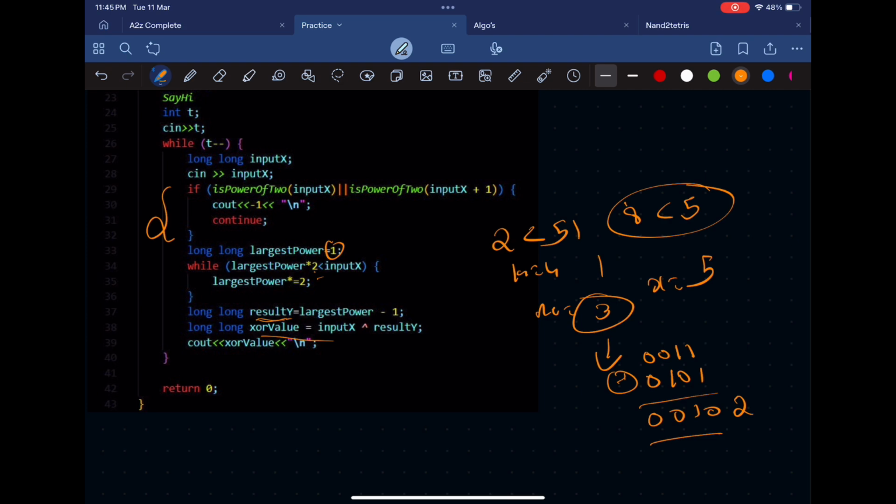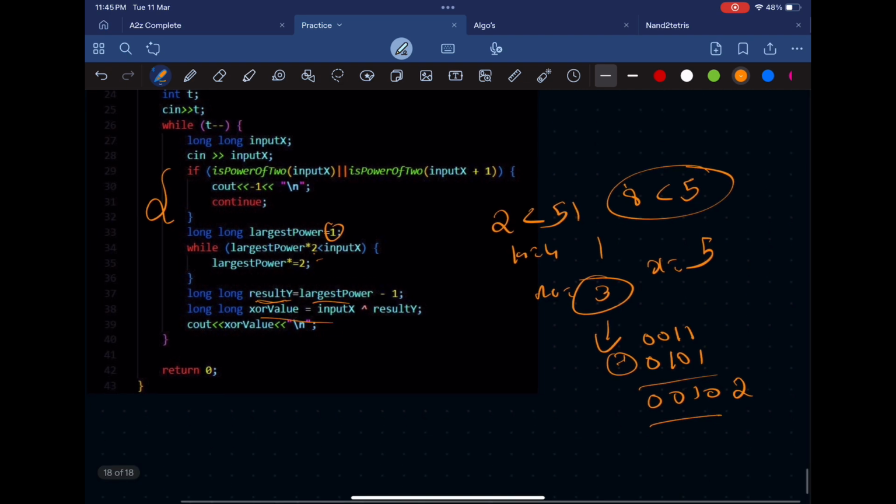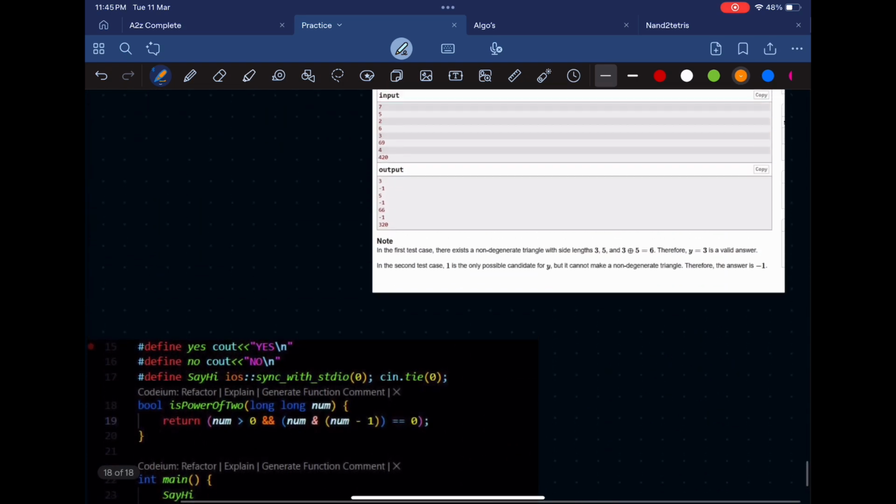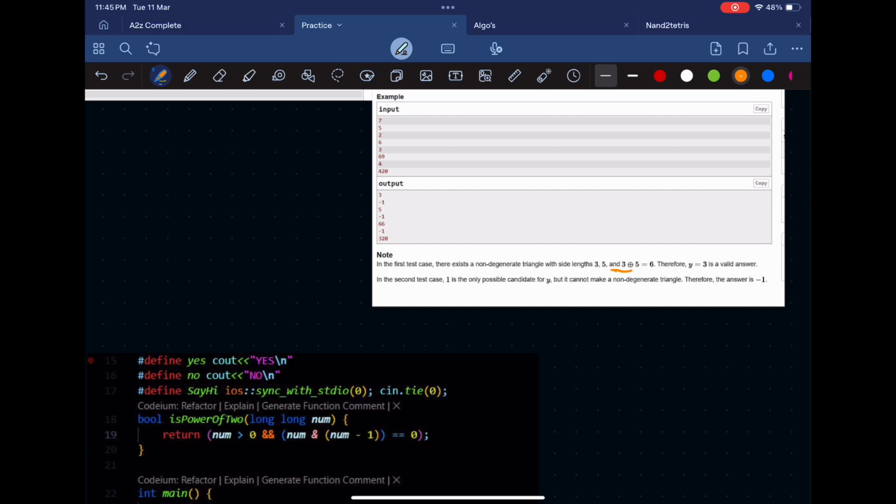Okay, there is one mistake that I have done. The XOR of 3 and 5 is 0 1 1 0, which is equal to 6, so this is coming 6. As you can see, here we'll be getting an XOR value of 6, since 3 XOR 5 is 6, so therefore y equal to 3 is a valid answer.